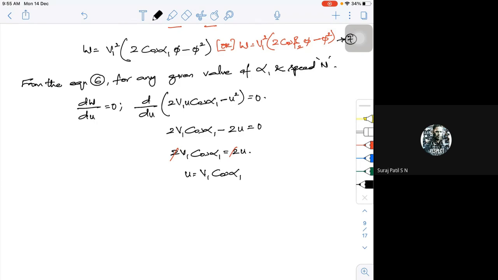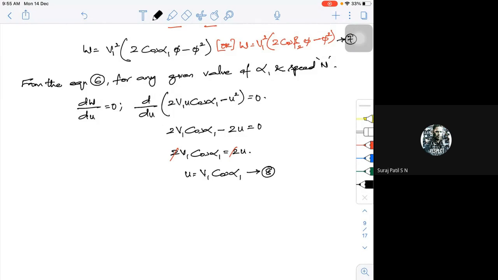If I call this equation number 8, for the maximum condition, your peripheral velocity or blade velocity U is equal to V1 cos alpha 1. If you look at the similar expression we had for an impulse machine, your U was equal to V1 cos alpha 1 by 2. So that's the difference.